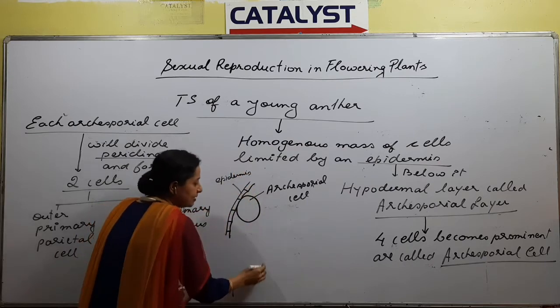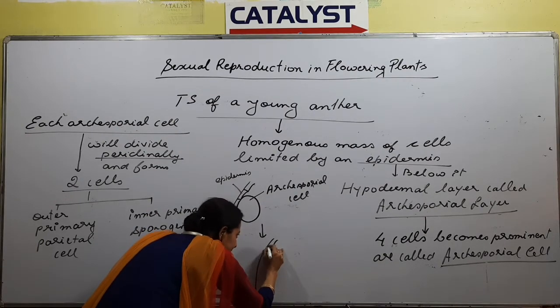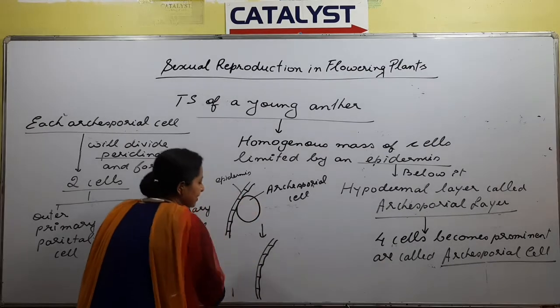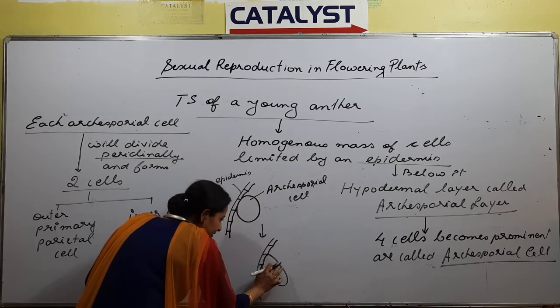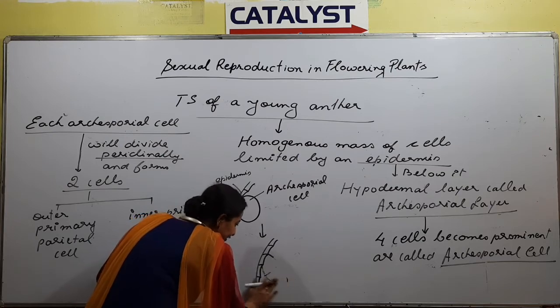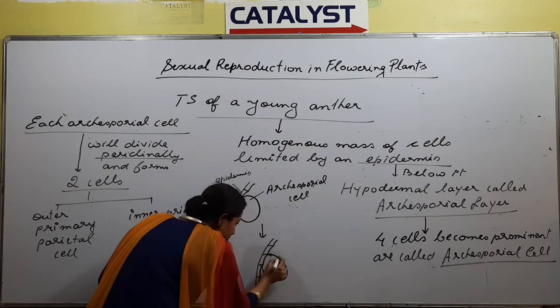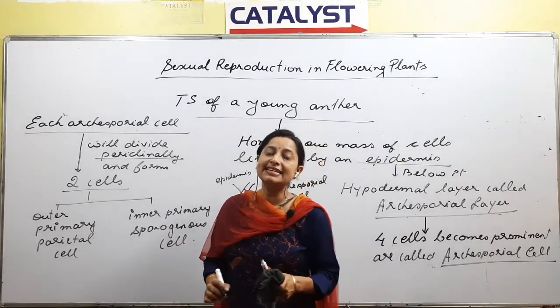What is the next step? We'll have the epidermis. This archisporial cell will now divide, right? And how will it divide? It will divide periclinally, or it will show a periclinal division. Now what is periclinal? We have two types of division. One is called anticlinal and the other is called periclinal.